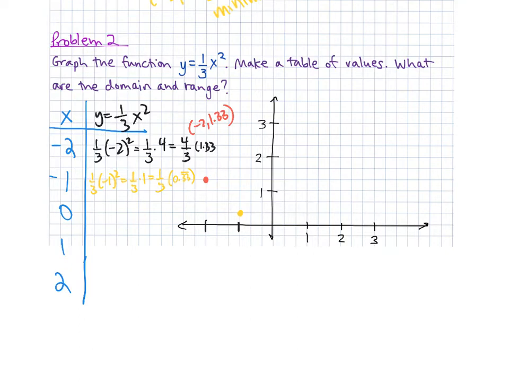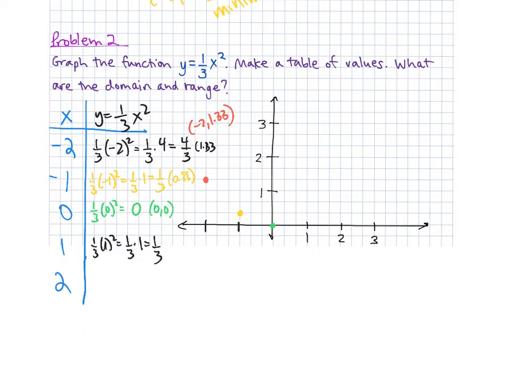And then 0 is just going to be 1/3 times 0. 0 squared is 0, so this is just 0. So we have 0, 0. And then at this point, we can, well, not yet. We'll talk about that later. Okay, let's plug in 1. 1/3 times 1 squared is just 1/3 times 1, which is just 1/3.